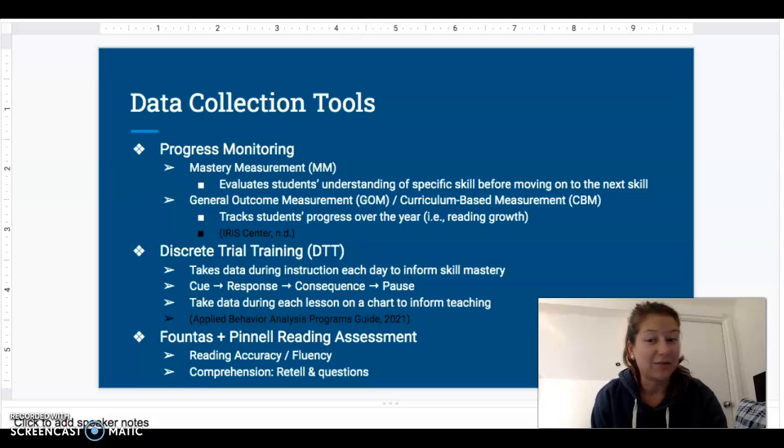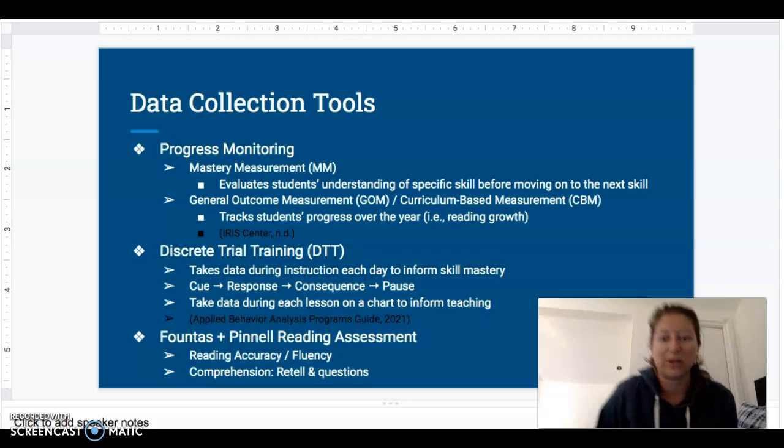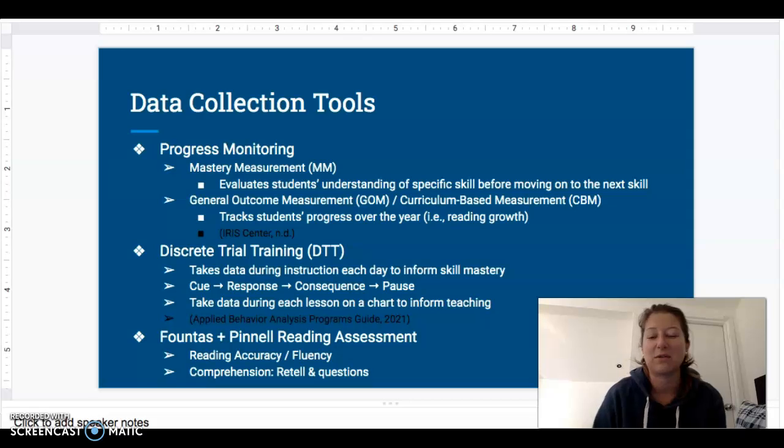So there's a lot of different data collection tools that could be used in order to assess students. And so I noted some that I use very frequently. So the big one is progress monitoring. This is monitoring your students' progress over a long period of time. And the Iris Center broke it down, which I hadn't actually really thought of before, or actually heard these two terms, but it made a lot more sense once I was reading it.